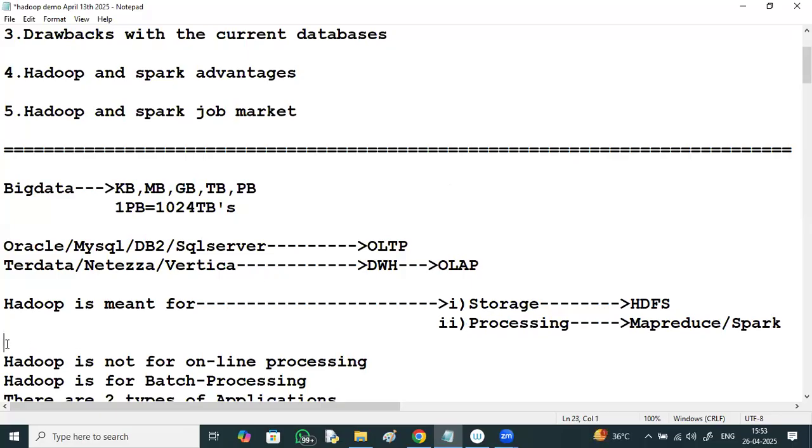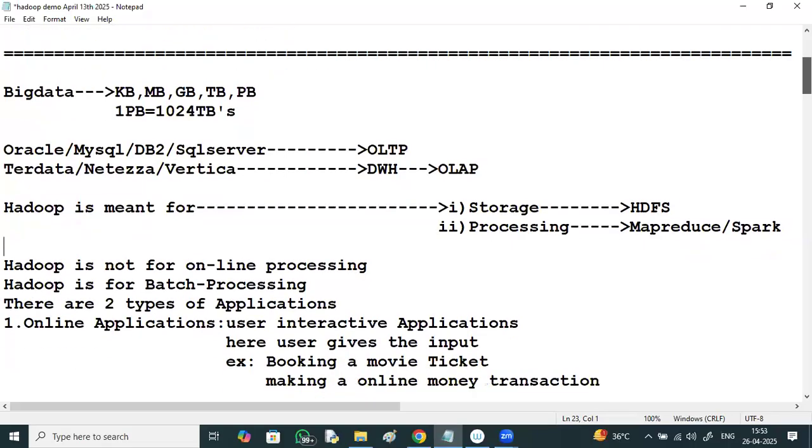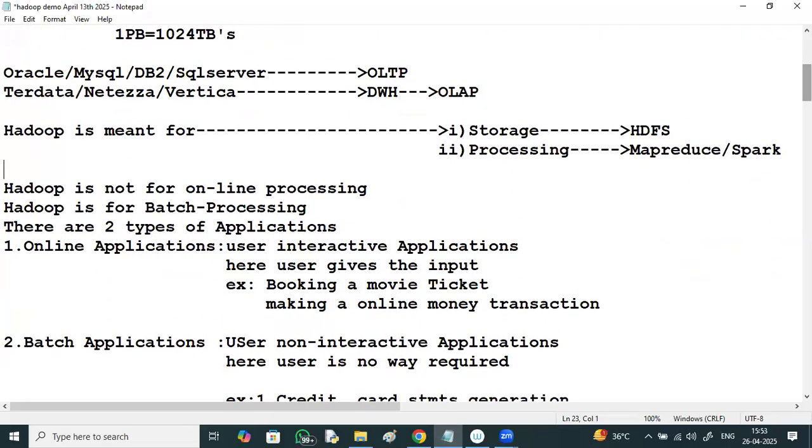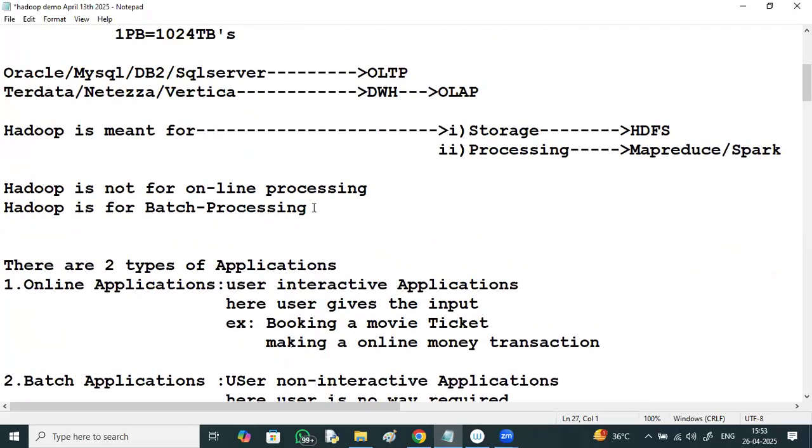So Hadoop is not for online processing. It's not for online applications. It is for batch applications, for batch processing. So what do you mean by batch processing or batch applications? There are two types of applications: online applications and batch applications. Online applications are user interactive applications.